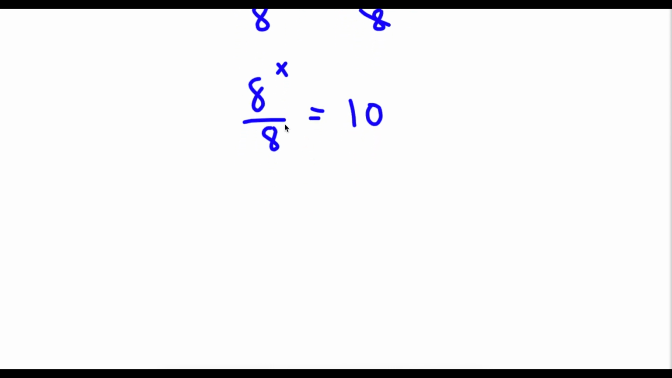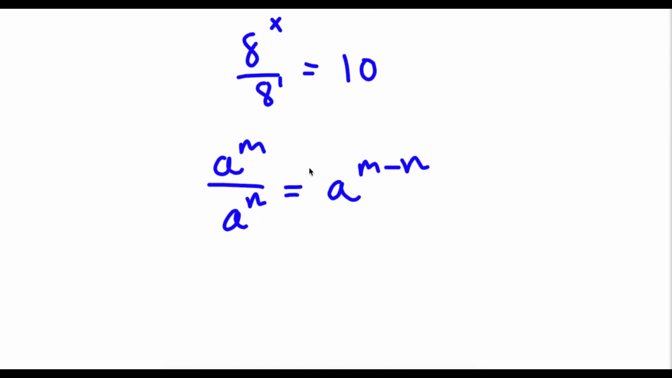Now 8 here, this is the same thing as 8 to the power of 1. And now if I have something in the form a to the power of m over a to the power of n, this is equal to a to the power of m minus n. So a to the power of x over a to the power of 1, that's going to equal a to the power of x minus 1. This is equal to 10.